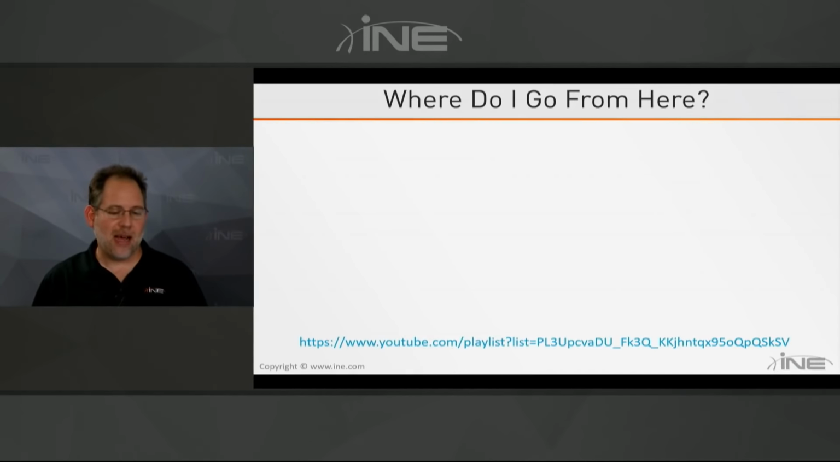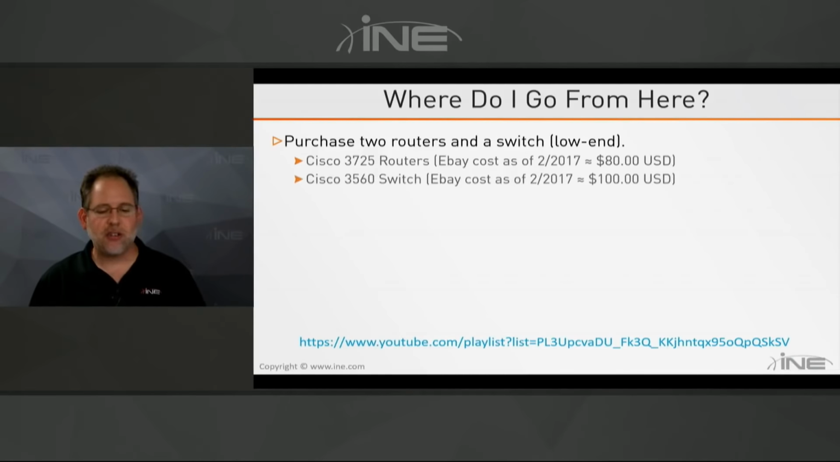Another thing I'd recommend, buy yourself a small lab, real small lab, 2 routers and a switch. That's really all you need to get started. And I'm recommending here that you get some 3725 routers. The reason I'm recommending that particular model is because if you go into using GNS3 later, you will need a real Cisco software image that works with GNS3. And the 3725s, their Cisco IOS software does work in GNS3.